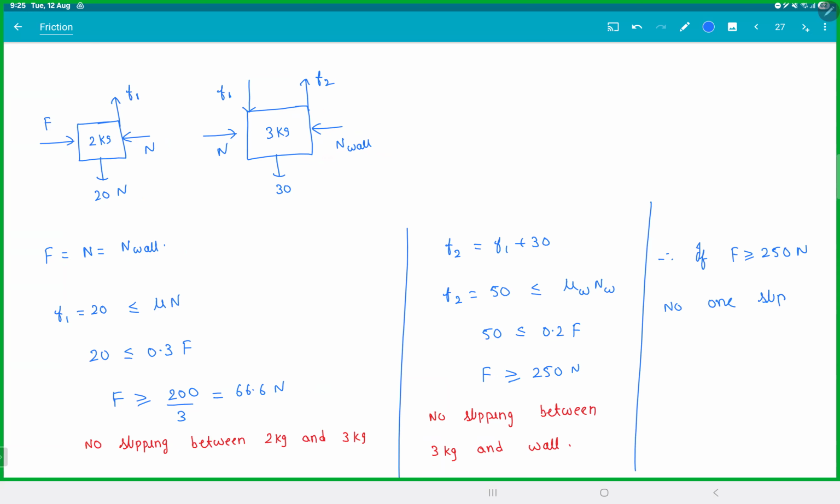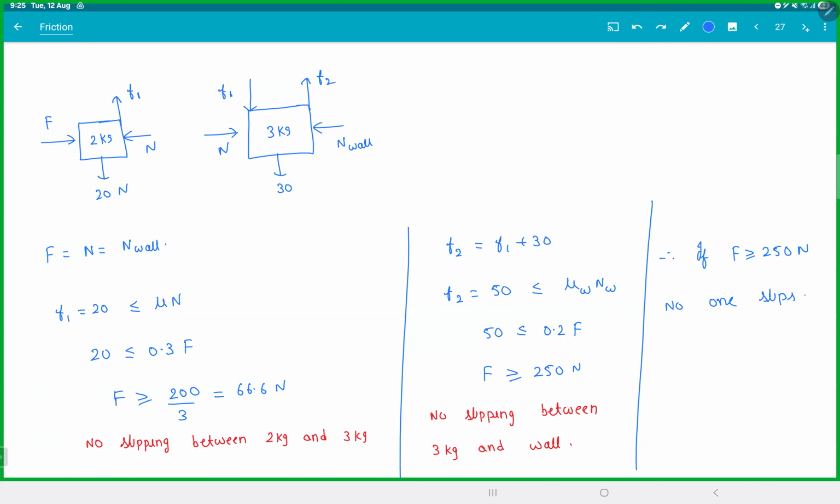Imagine you give only 200 newtons. Then you know what will happen? The 3 kg and the wall will slip, but 2 and 3 will stay together. What will happen if you take both the blocks as one system? Then you will not get this condition. Luckily here you got the answer. What if this value is 340 and this is 250? Then what is the answer? 340, right? You take the bigger out of the two values, whichever is bigger.